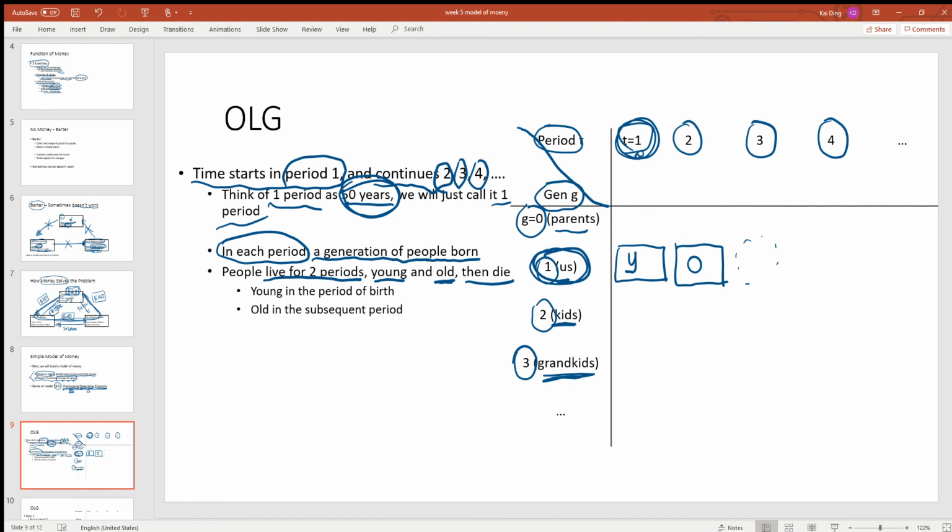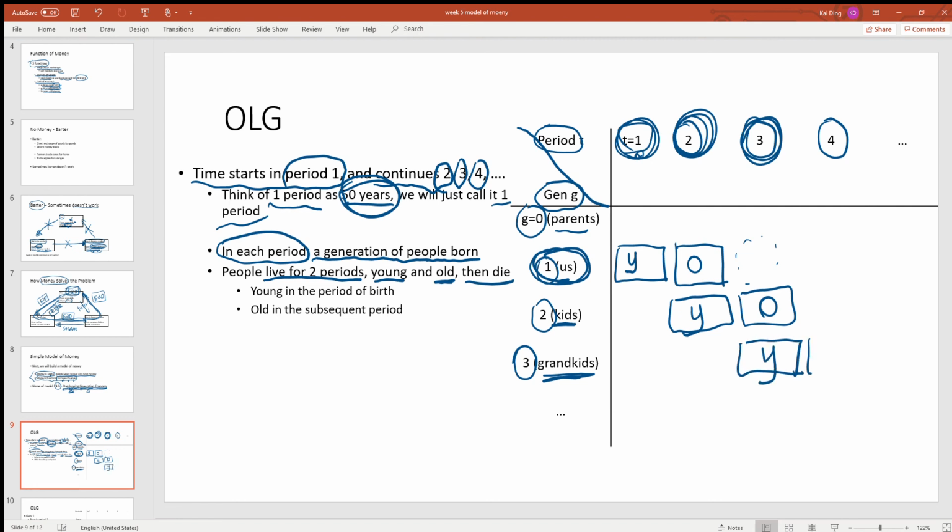Right? In period 2, our kids are born. When they are born, they are young. Moving on to period 3, they become old, then they die. Then similarly, in period 3, our grandkids are born and they are young. Moving on to period 4, they become old, then they die, and so on. So this is the overlapping generation structure.